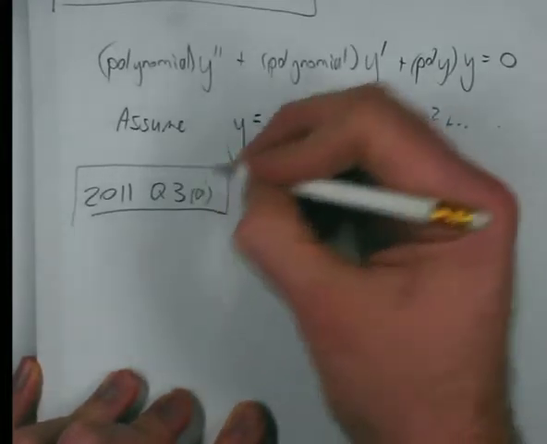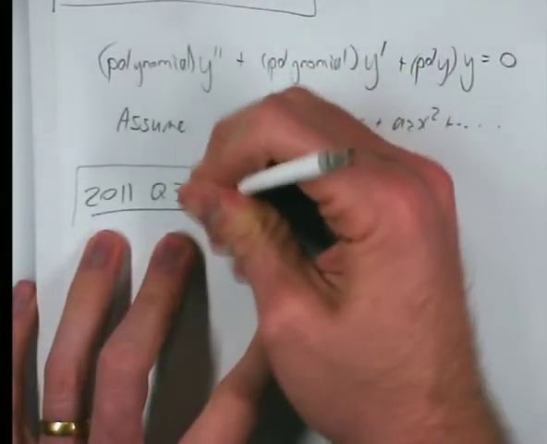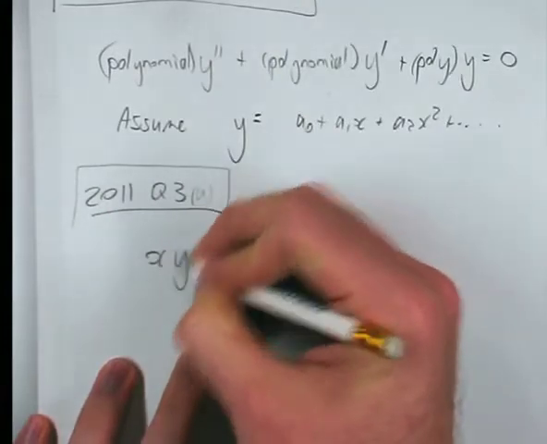Okay. So, this is just question 3. We'll do both A and B. We've been told that we have this.